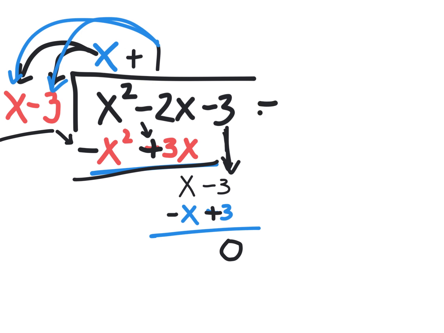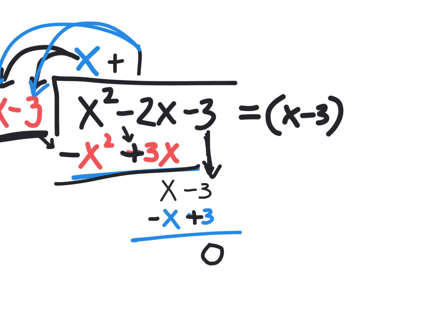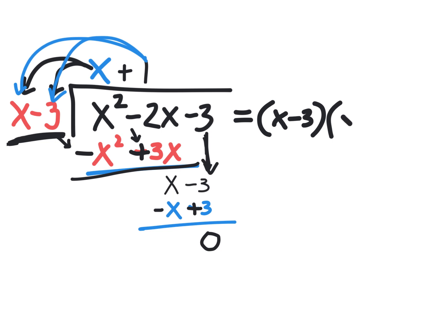So this part that's underneath the root is x minus 3, which was over here, times what? X plus 1. And do you get we factored it? Now, I know you could have factored that faster in your head. But by learning this process, you can factor gigantic, nasty polynomials by using this process.